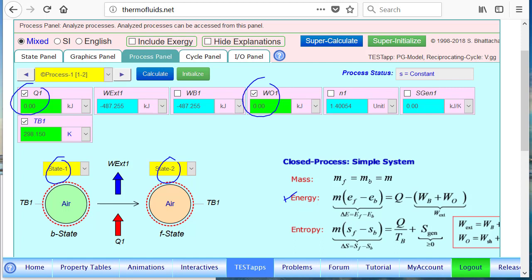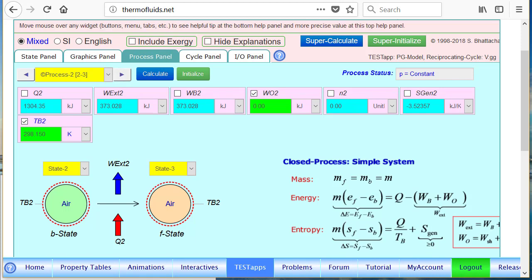We go to process 2, which is constant pressure heat addition. You can see that again state 2 and 3 are the beginning and finish state, final state, and this is always 0 in every process. There is no shaft or electrical work anywhere. It's all boundary work.